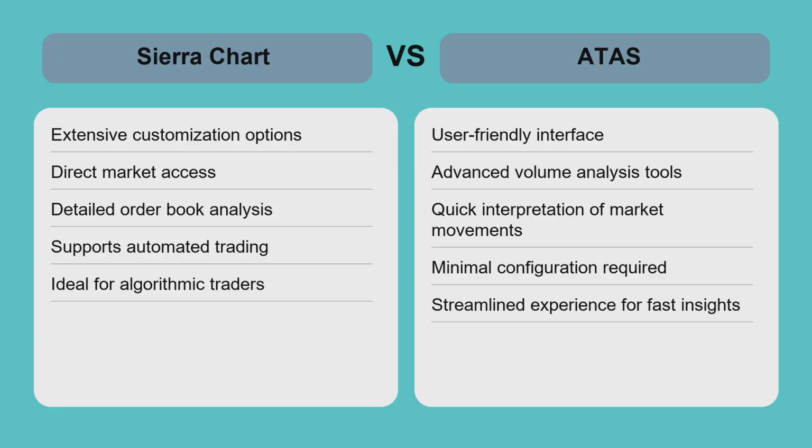Both platforms provide footprint and volume profile charts, but Sierra Chart's raw data approach offers more precision, whereas ATAS enhances readability. Choosing between them depends on your trading style, technical skill, and need for customization versus simplicity.